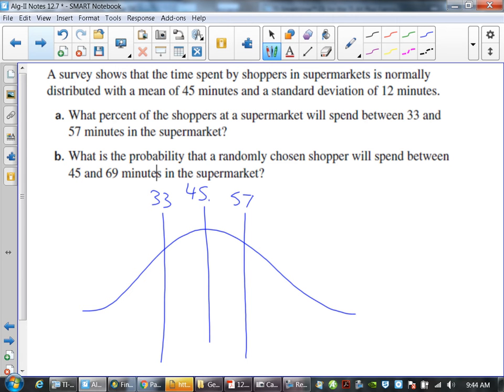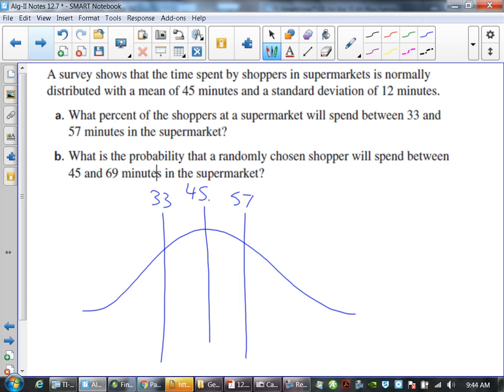What that means is that 68% of people surveyed are in the store between 33 and 57 minutes. That's how the percentages work themselves out for probability. If you randomly select one person out of the survey, the probability that they are in the store between 33 and 57 minutes is 68%, because 68% of all data will occur within 1 standard deviation.